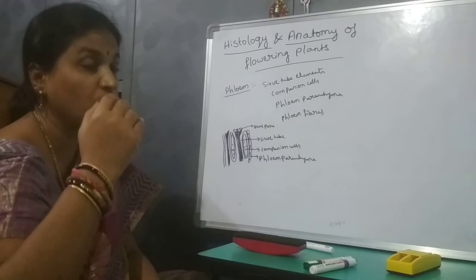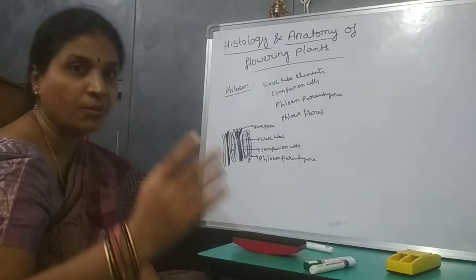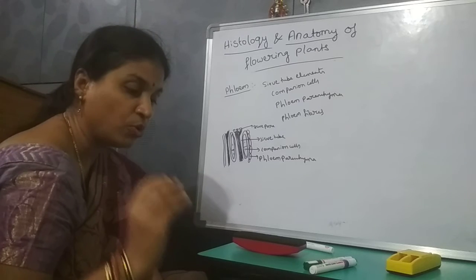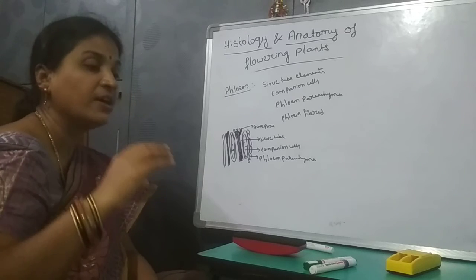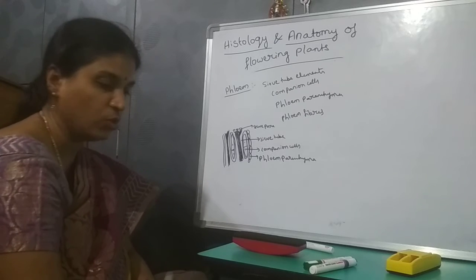Like primary xylem is divided into protoxylem and metaxylem, here the primary phloem is divided into protophloem and metaphloem. The protophloem has narrow sieve tubes, and the metaphloem has the bigger sieve tubes. This is about the phloem now.